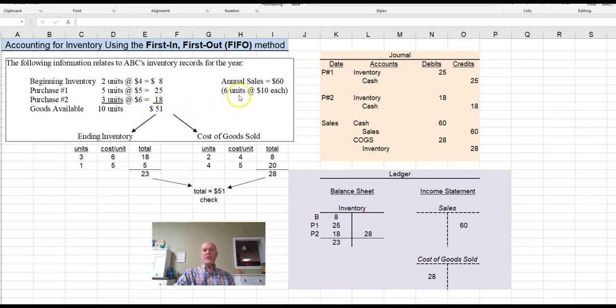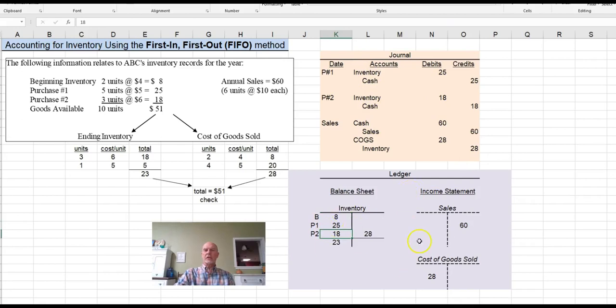And then we sold 6 of them at $10 a piece. In the journal, we started with the 2 $4 items. We started with $8 in inventory. Purchase number 1, we debited inventory for 25. Purchase number 2, we debited inventory for 18.